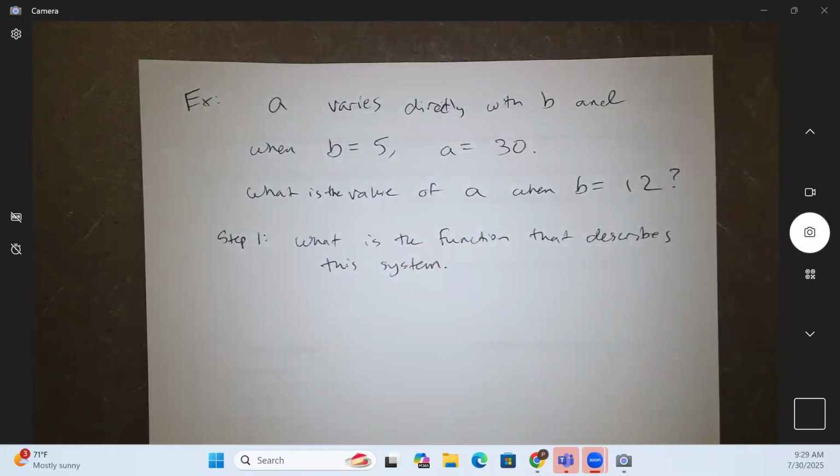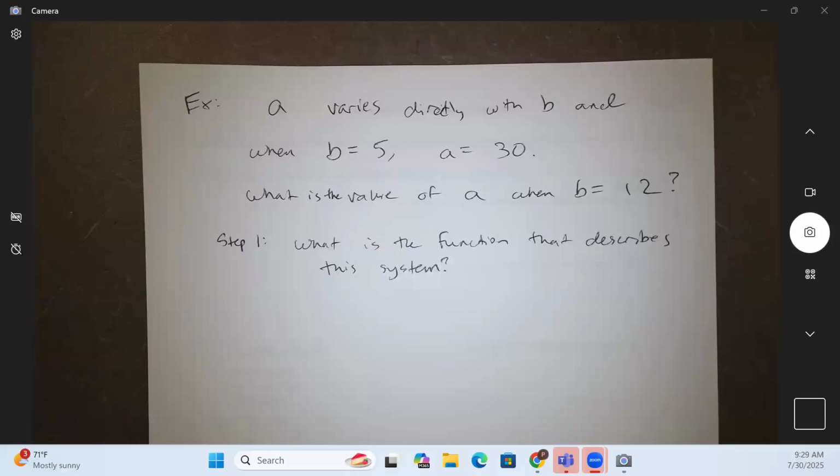I asked a question about an alligator swimming toward a dock. And because we had talked a lot about exponential functions, a number of students were like, exponential function. But the first step is always, what is the function that describes this system? That alligator was swimming at a constant rate. That's a linear system, right?